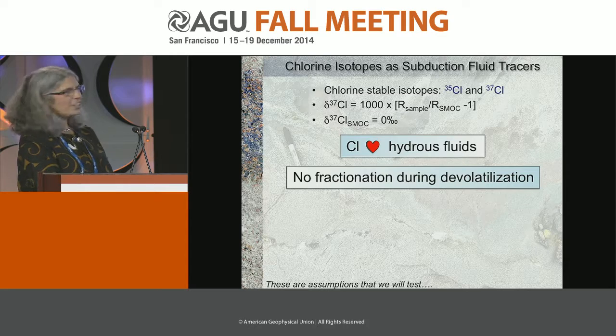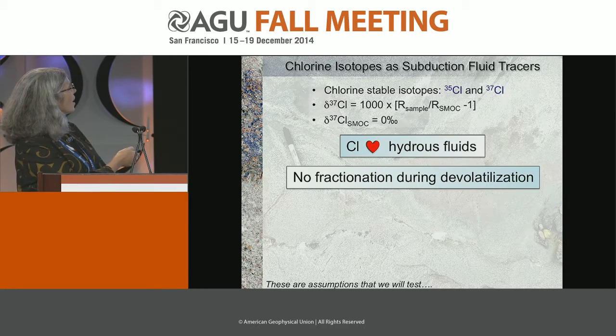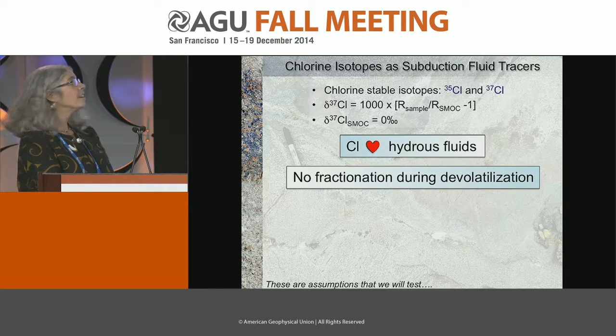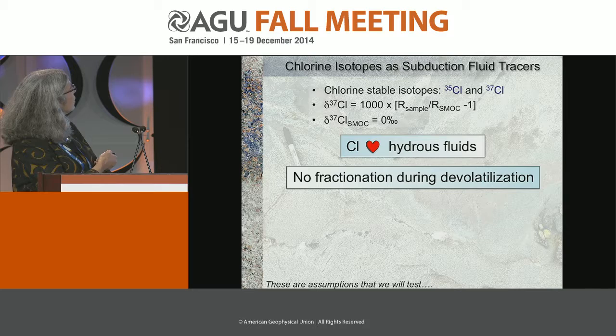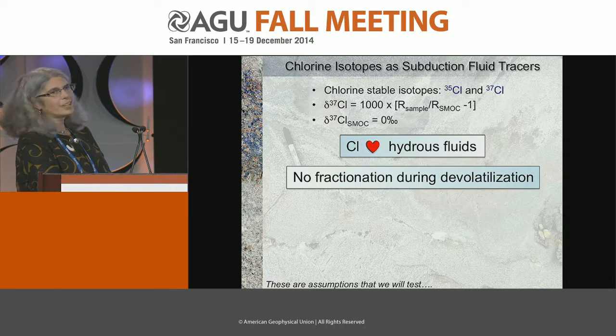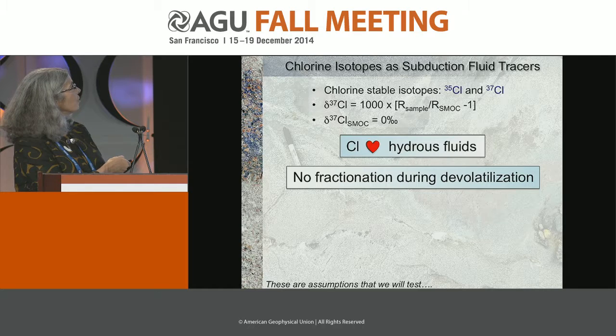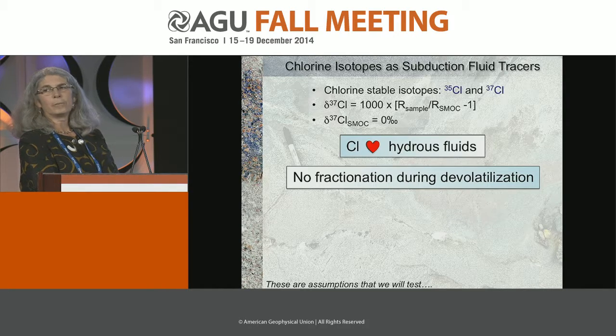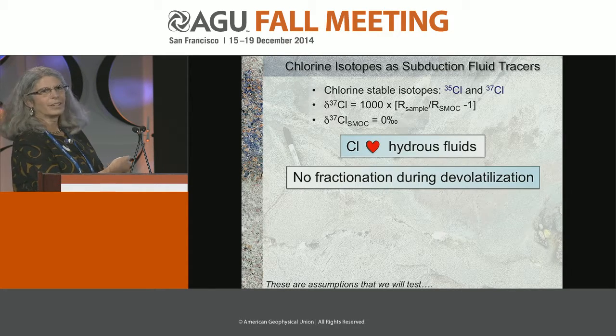All right, so we're going to start from two assumptions. One is not really an assumption. I think we would probably all agree that chlorine really likes to go into hydrous fluids. Lots of the fluids in crustal rocks in particular are saline brines. And from theoretical work, it looks as though chlorine isotopes, so 35 and 37 Cl, shouldn't undergo any significant fractionation during devolatilization once rocks are in the metamorphic realm. So in other words, at elevated temperatures, it's expected that there will be no isotopic fractionation associated with devolatilization. We're going to test this assumption as we go along.